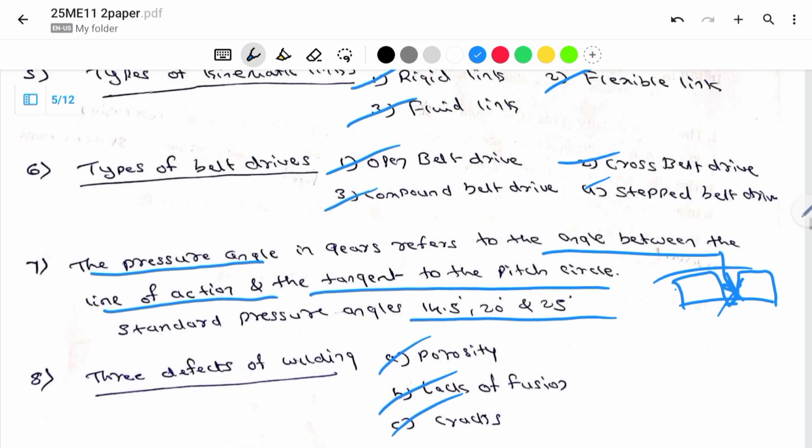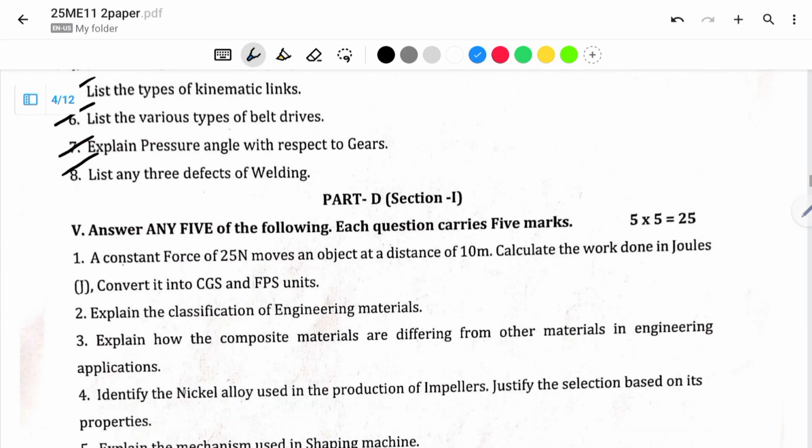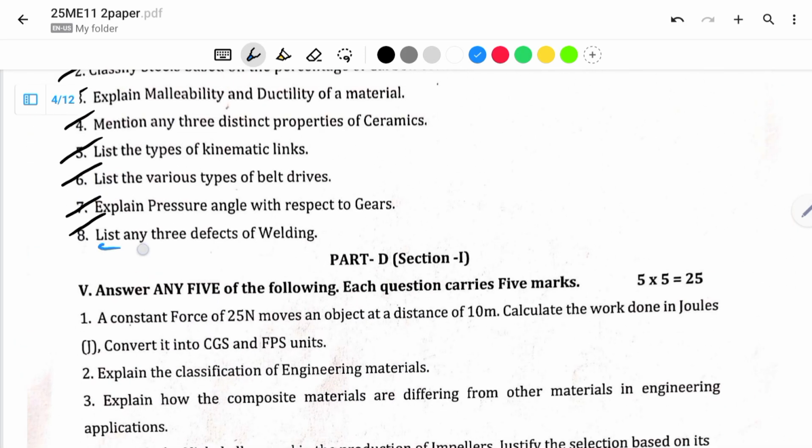So they have asked particularly three. List any three. So that's why they have written three here. But if they have not mentioned a number, then you have to write at least six welding defects. Okay.